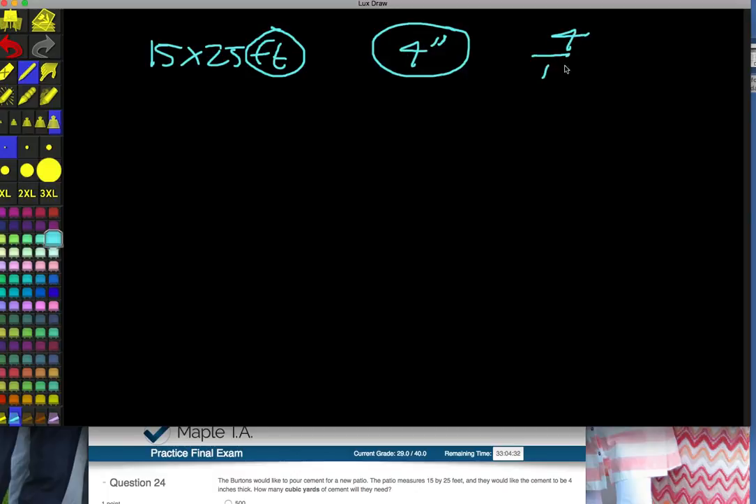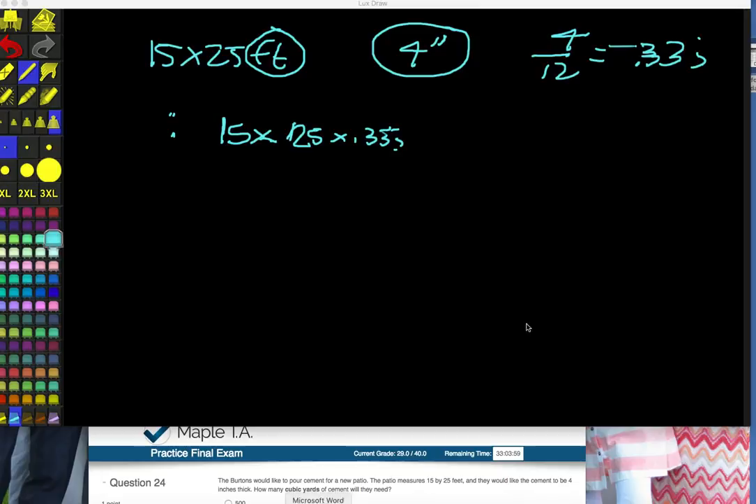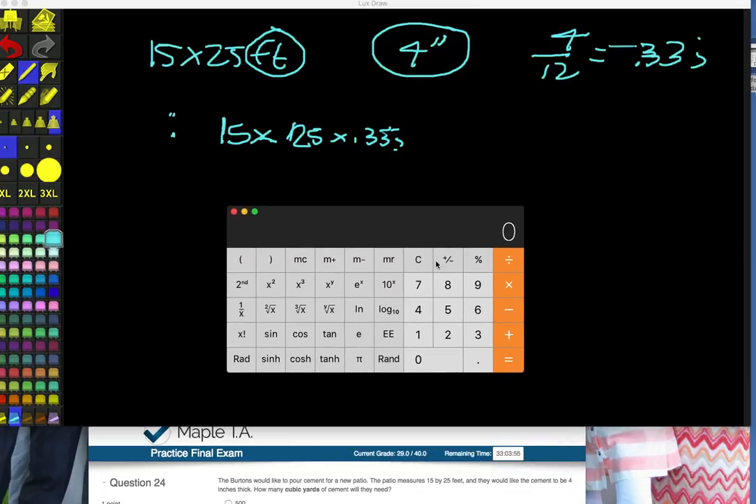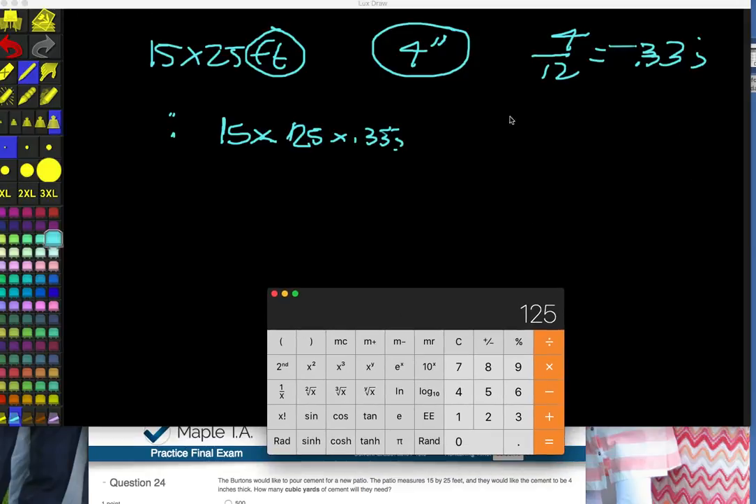So how I do that is go 4 divided by 12, tells me how many feet that is. So it's, oh no, my thing's going wonky again. There it goes. 0.33, okay? That's my inches to feet. So if I want to find out the total volume of this, I'm going to go 15 times 25 times 0.33333. Okay, let's get out my calculator. 4 divided by 12 equals 0.333 times 15 times 25. So I get 125.